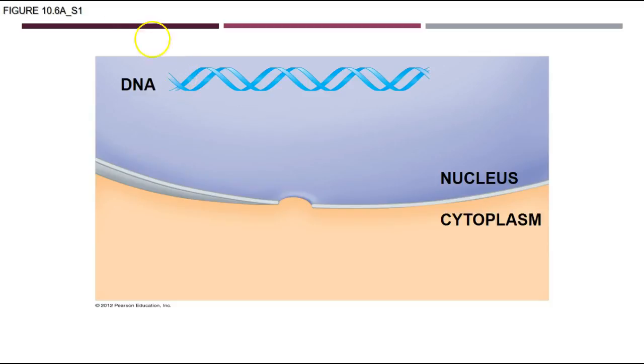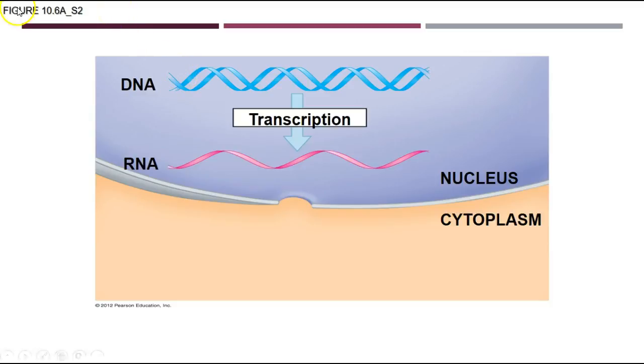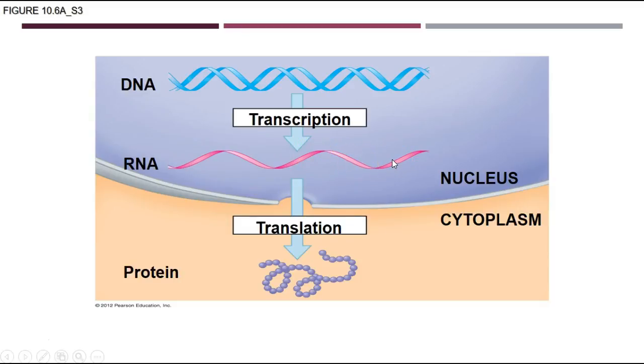Here we have DNA in the nucleus. The sequence of DNA is transcribed into RNA, which then leaves the nucleus and travels to the cytoplasm to be made into the protein.